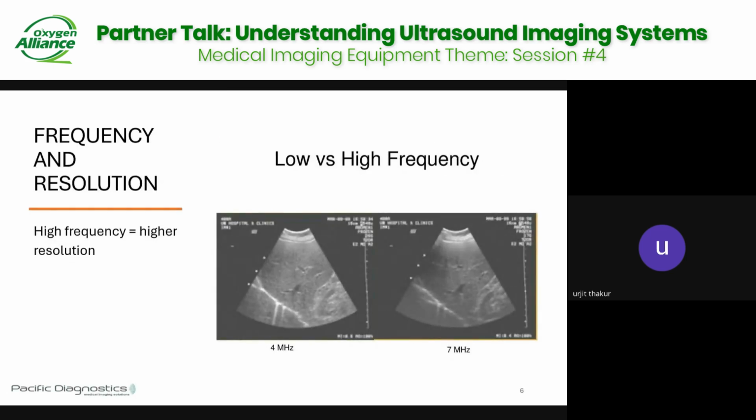Okay, now the relationship between frequency and resolution. As you can see on the slide, you have a 4 megahertz and a 7 megahertz image of the ultrasound. The ultrasound with the higher frequency has higher image resolution. So the higher the frequency, the higher the resolution, the clearer and crisper the image. As shown in the diagram, the right side image is a bit clearer than the left side due to the frequencies.